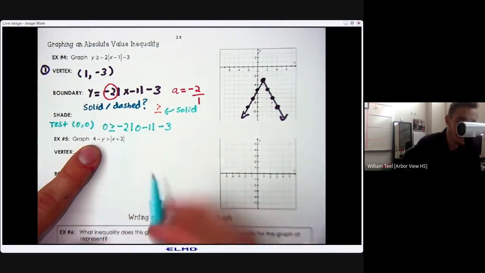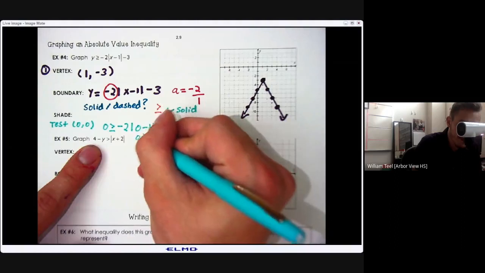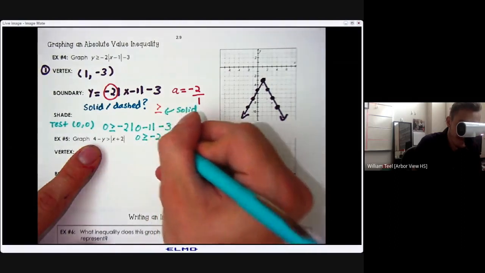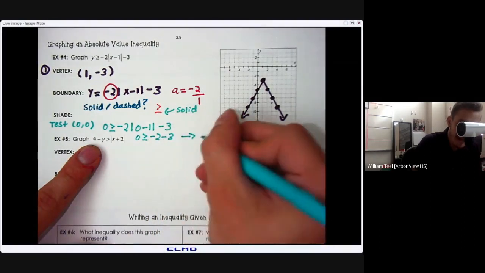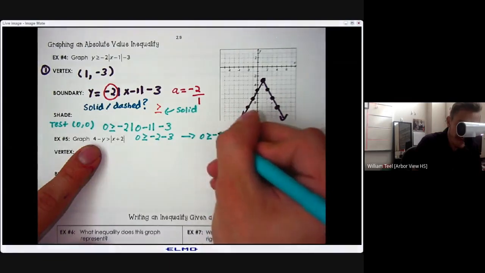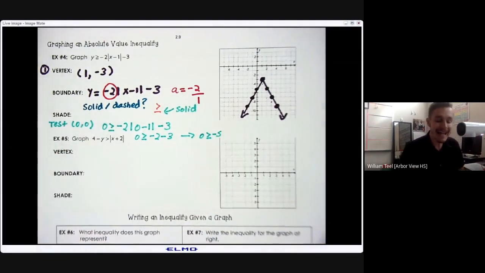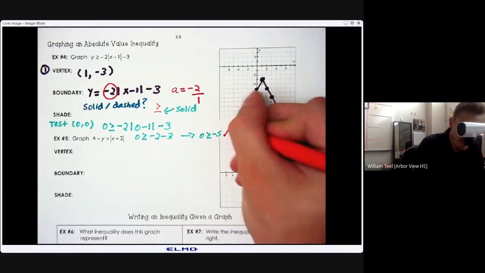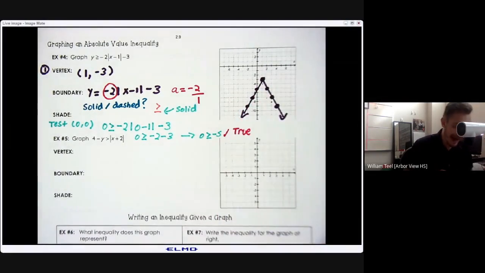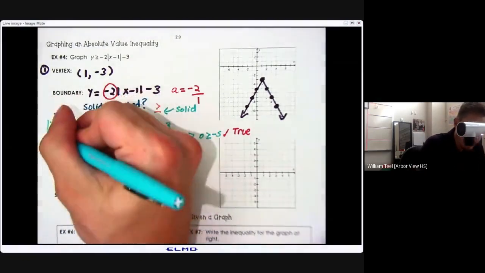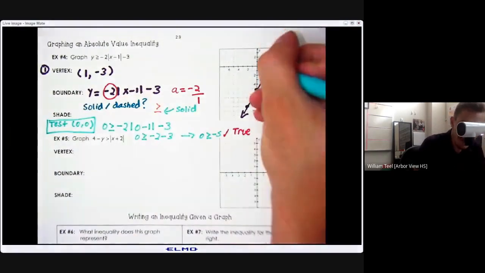-2 times +1 is -2. So 0 is greater than or equal to -2 minus 3. Then I'm looking at 0 is greater than or equal to -5. Is that a true statement? Yes, 0 is greater than or equal to -5. So that means, yes, this is true. And so wherever I have my test point is going to be up here.